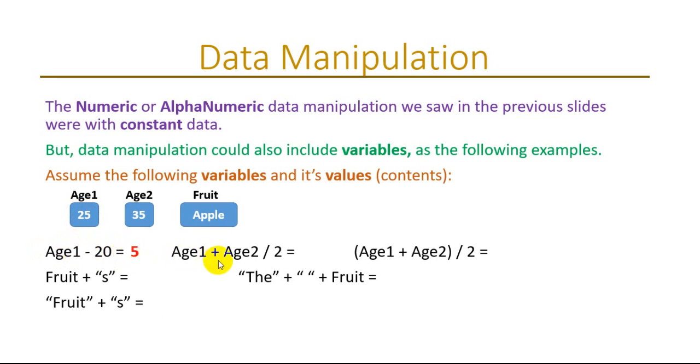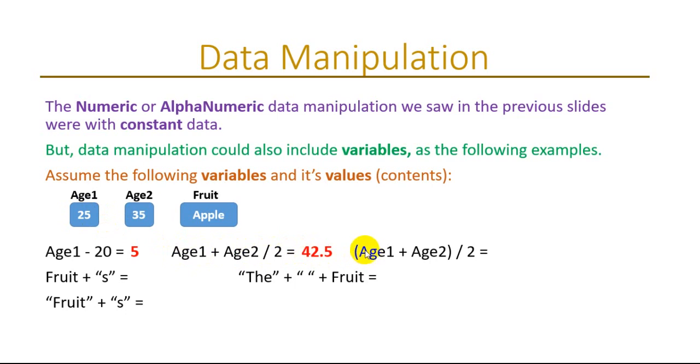Now let's take age 1 plus age 2 divided by 2. In this case, we have two arithmetic operations, plus and division. And from BODMAS we know division always has more priority over plus. Therefore, what will happen is age 2 will be divided by 2. Now what is age 2? Age 2 is 35 because age 2 is a variable, right? So you have to take the contents of that. So 35 divided by 2 is 17.5, from the result of this first, because division has to be done first. 17.5, and you add age 1 which is 25. So when you add age 1, 25, to 17.5, you get 42.5.